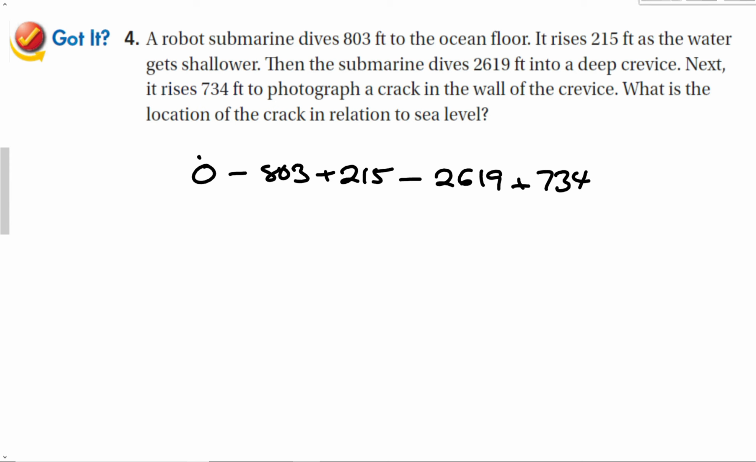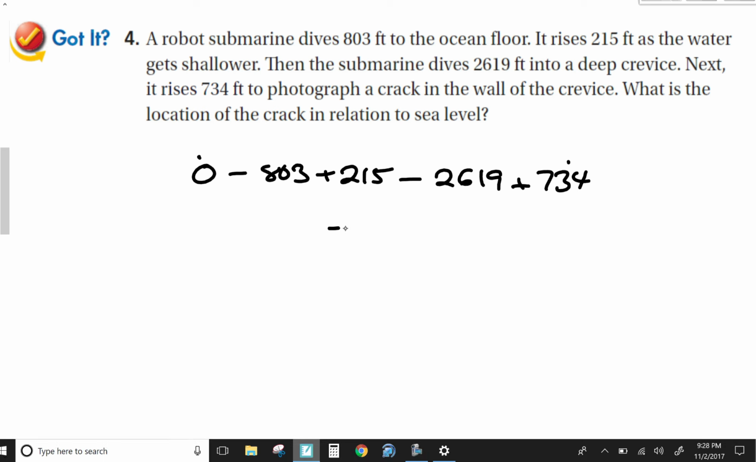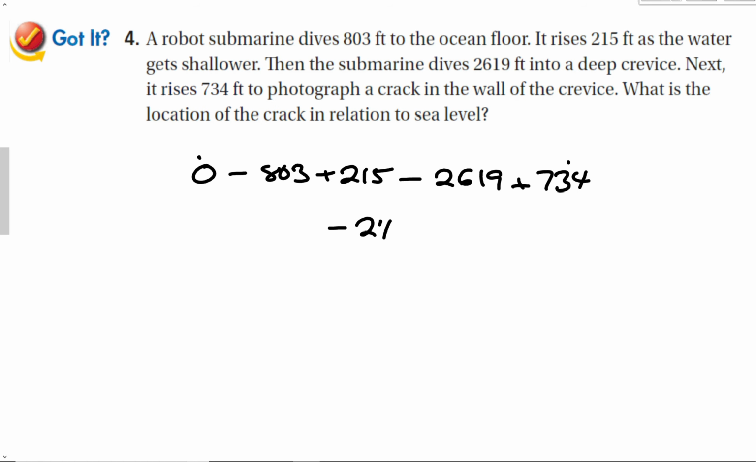Sea level. So there's where I started. There's where I ended up. Okay. For this one, I am going to use my calculator and just go negative 803 plus 215 minus 2619, and then plus 734 to give me a total of negative 2473 feet. Hopefully I didn't make a mistake there.